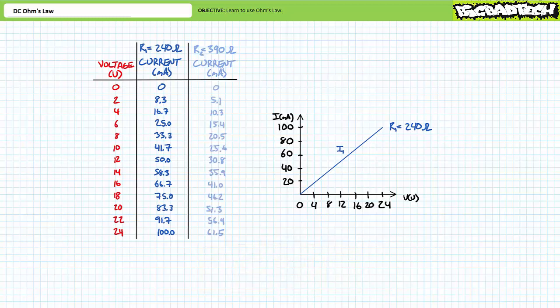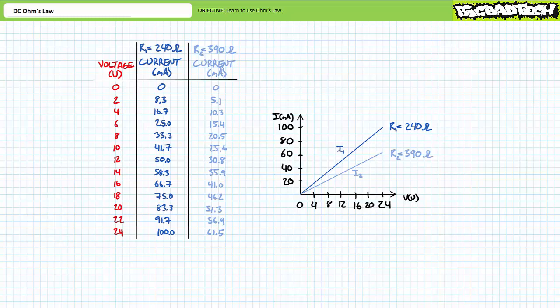As previously, for every increase in voltage, we observe a proportional increase in current. Current at 12 volts is twice that observed at 6 volts. Similarly, current at 12 volts is 3 times that observed at 4 volts. In short, Ohm's law is again linear.